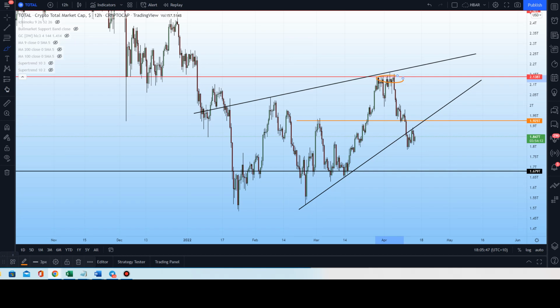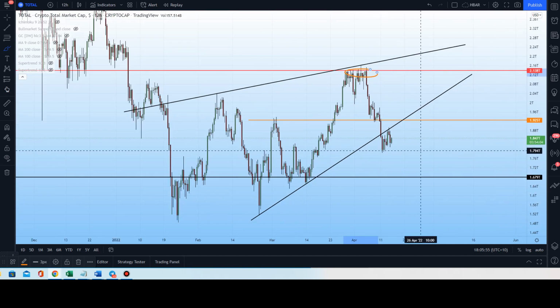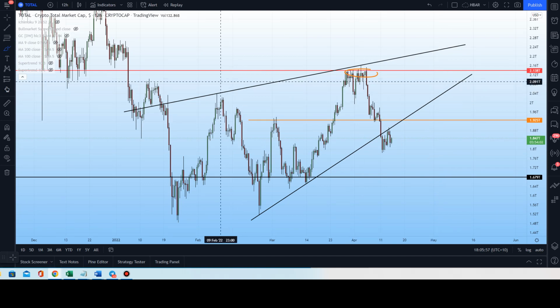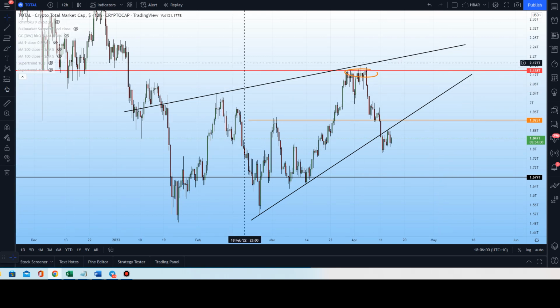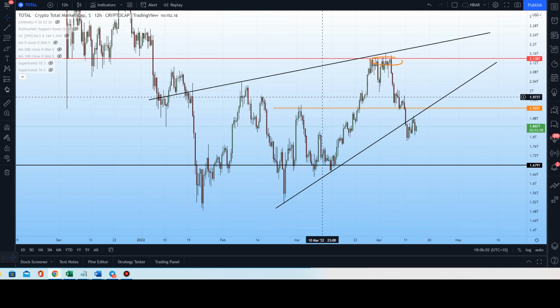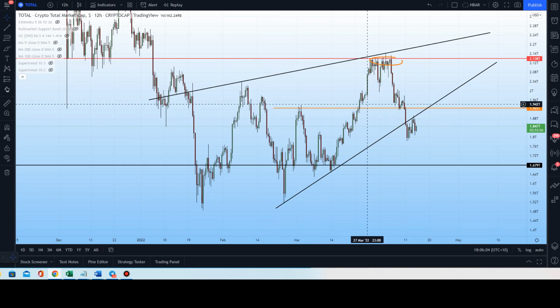Unfortunately, as expected, we got rejected and we went back down to the 1.925 trillion support level, which we actually ended up losing in the last few days. I do want to point out a few things here. There's a few different ways we can put our support and resistance lines, both of which give us slightly different results, and it's a little too soon to tell which one is actually correct.